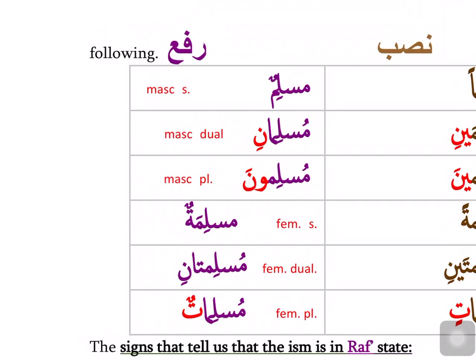In addition to these three endings, the dhamma on the last letter is also an indicator that this ism is in hala raf. So there are 4 clues that tell us that an ism is raf. If you see the ending ani or una or atun, if you don't see any of these endings but you see a dhamma on the last letter, these 4 are indicators that the ism is raf.